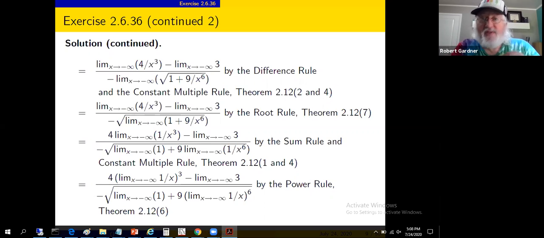And semi-finally, let's take this limit of 1 over x cubed and write it as a limit of 1 over x, cubed.